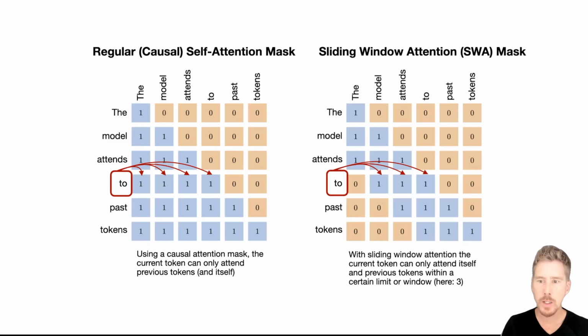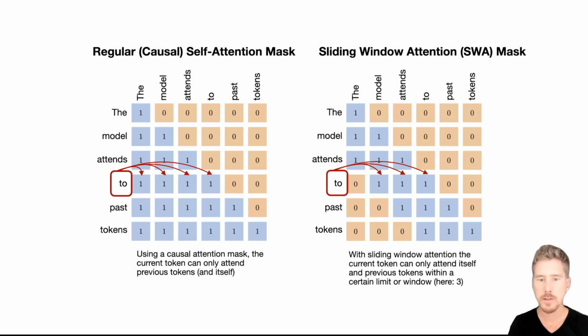Now, sliding window attention is limiting how far back a token can look. Here, picking token 2, you can see it shows a window size of 3, so it can only look at itself and 2 previous tokens, so it can't see beyond that.